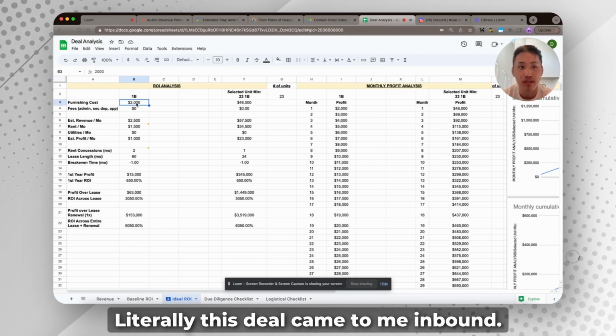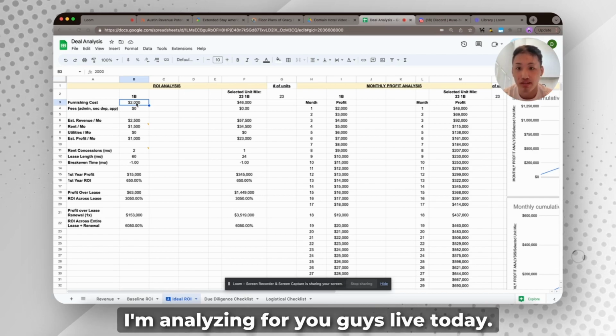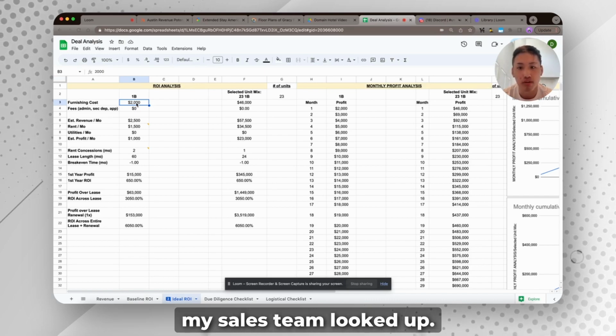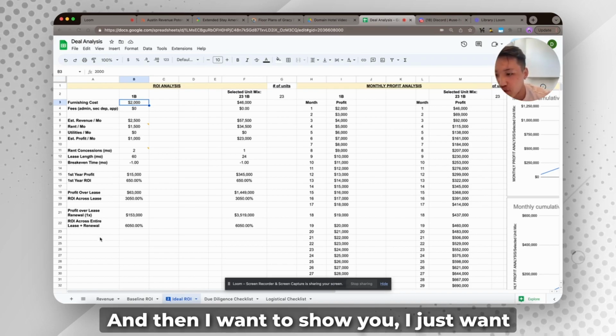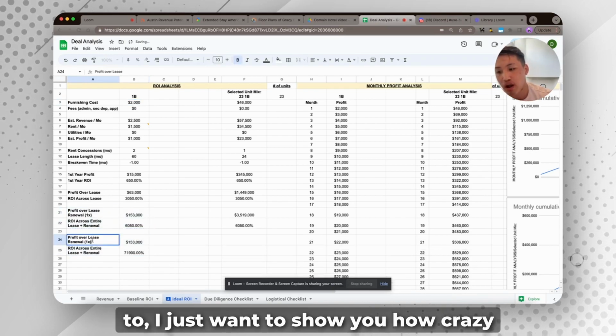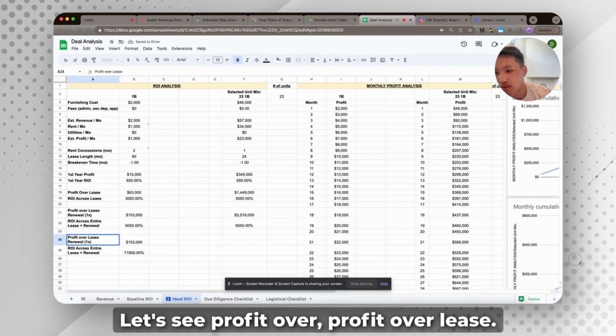Literally, this deal came to me inbound. It came today. I'm analyzing it for you guys live today. This is not a deal that my sales team looked up. This is not a deal that I sourced. This is a deal that came into me just from my relationship alone. And then I just want to show you how crazy the numbers could be, right? Let's see, profit over lease.